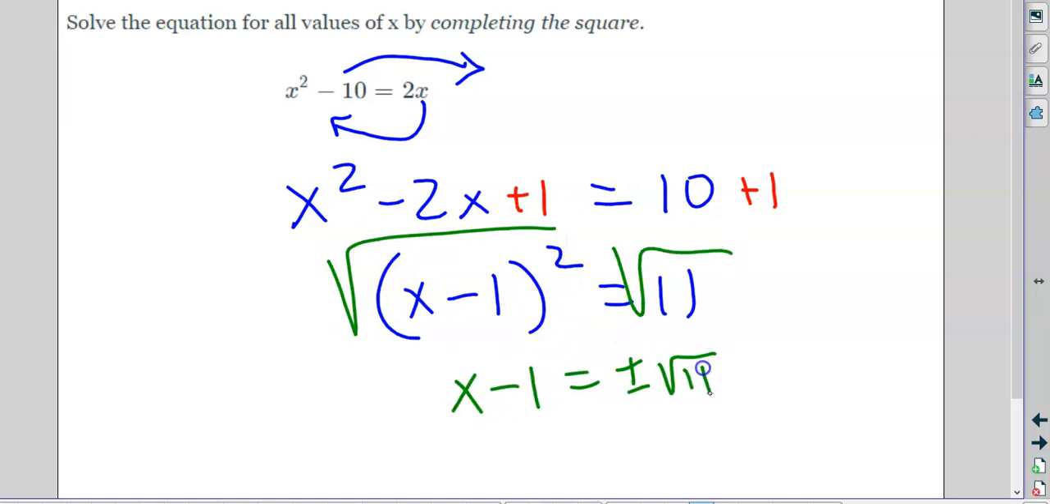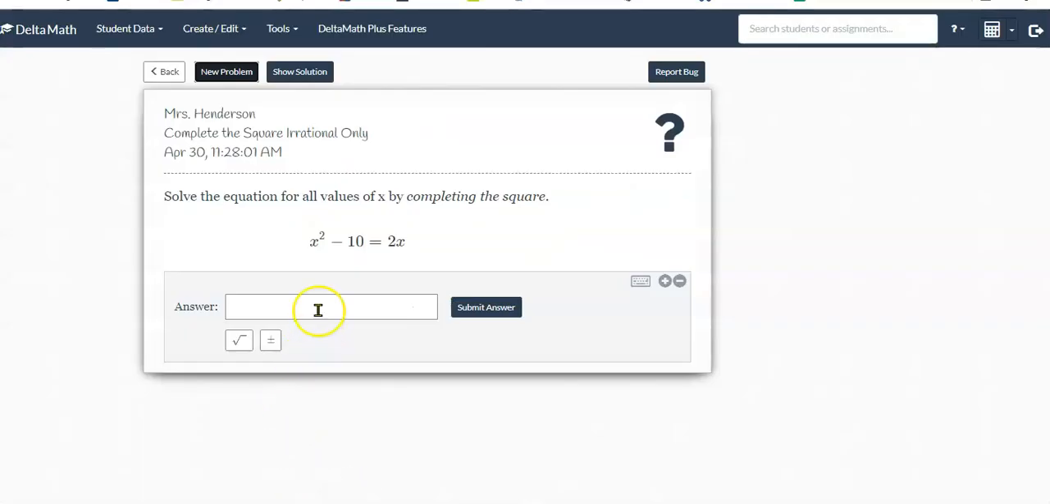Plus or minus the square root of 11. Add 1, add 1. X is equal to 1 plus or minus the square root of 11. Ooh, I was fast. But you could always pause and rewind the video. 1 plus or minus the square root of 11.